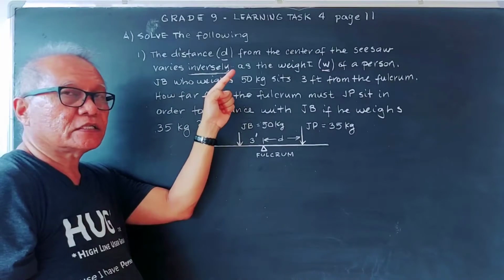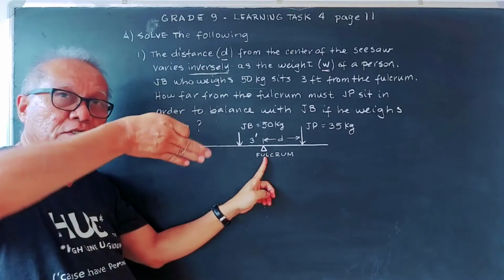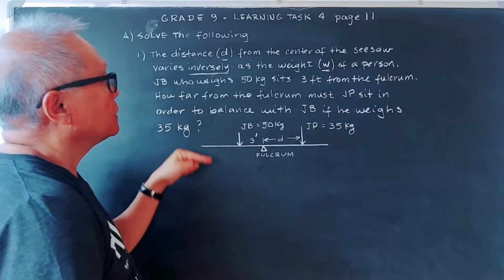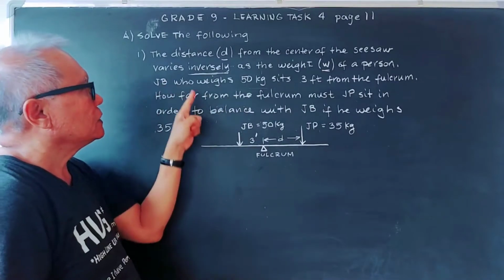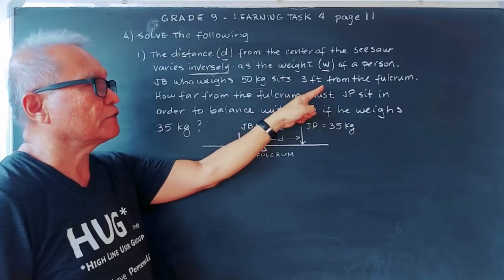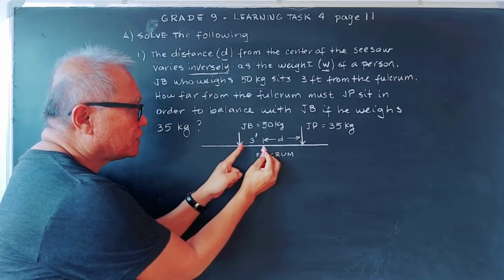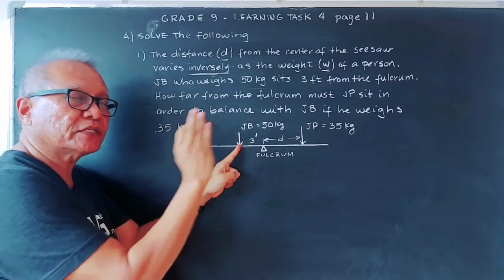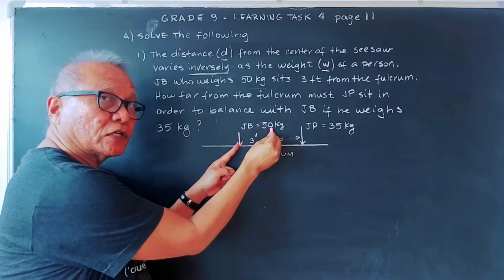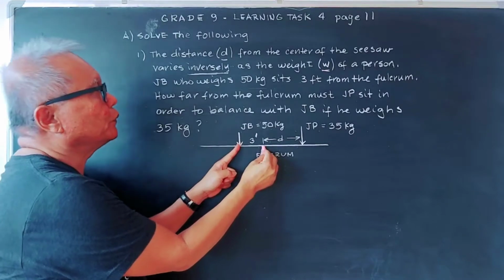Yung center ng seesaw natin ay tinatawag na fulcrum. Doon siya nag-swing. Ito yung fulcrum. So, JB, who weighs 50 kilograms, sits 3 feet from the fulcrum. So, kung nandito yung fulcrum natin, si JB, lagay natin sa kaliwa. Pwede si JB sa kanan, pwede rin siya. So, sa kaliwa natin lagay si JB. 50 kilograms siya. And 3 feet from the fulcrum.